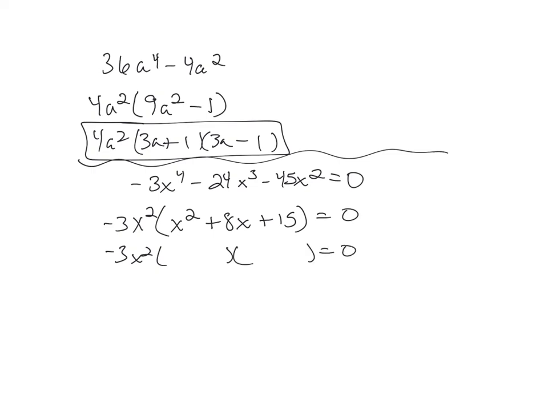So last term's positive, so that means the signs are the same. Look at the other sign, that's positive, so they're both going to be positive. With it just being x squared, it's got to be x and x. What times what is 15 that adds up to 8? 5 times 3. Okay, and then the solving: negative 3x squared equals 0, x plus 5 equals 0, x plus 3 equals 0.